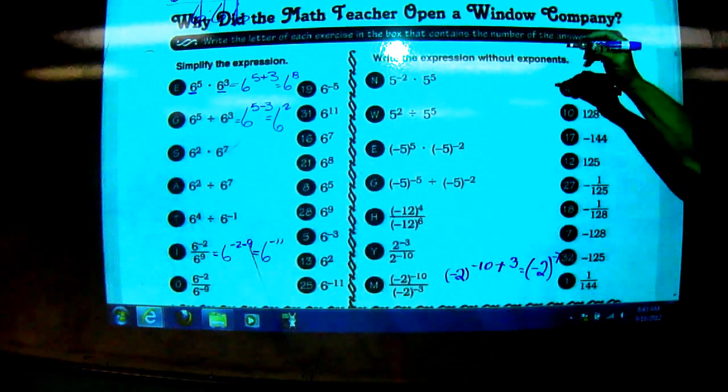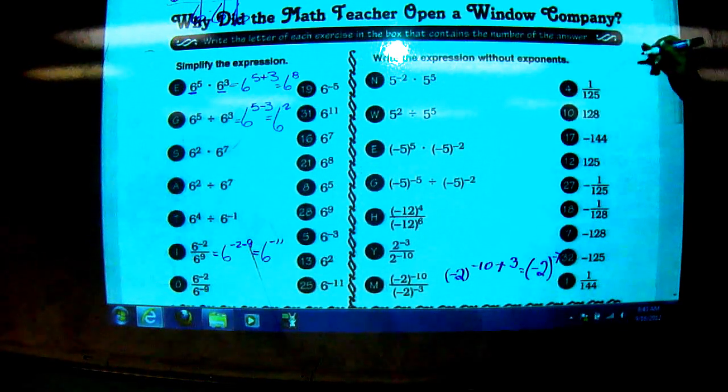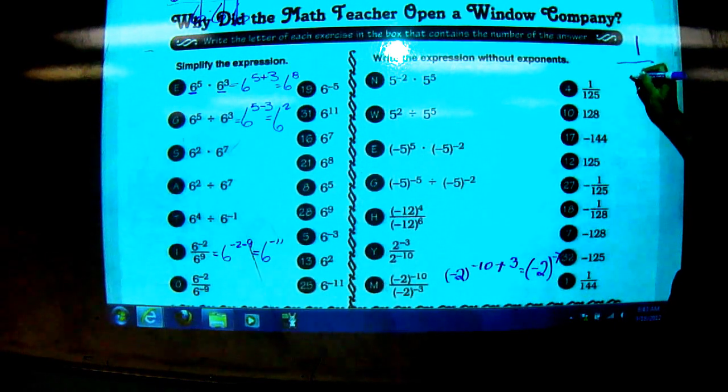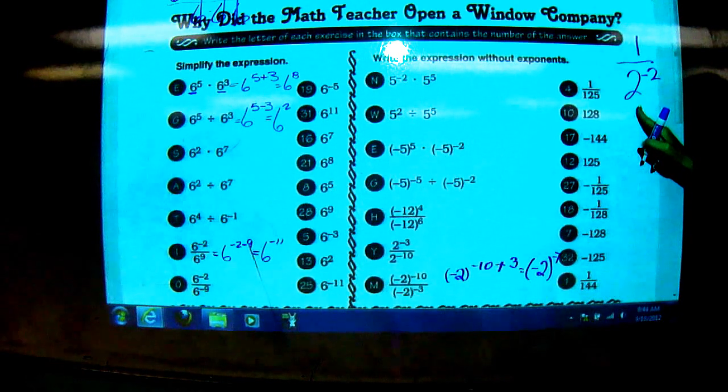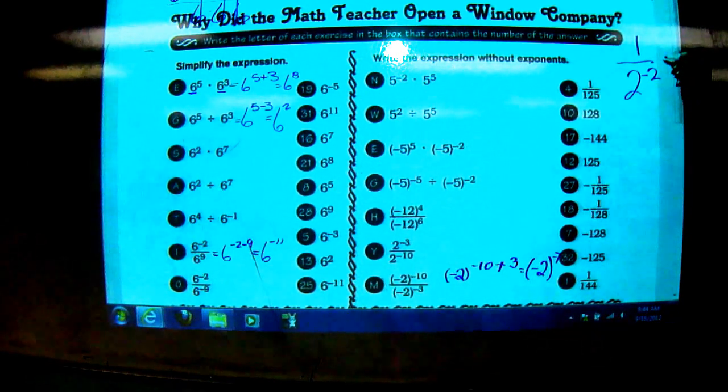So if I have a negative exponent in the denominator, so let's say I have 1 over 2 to the negative 2, where would this need to be? If it's in the denominator, it needs to be in the numerator. So it would now be, instead of there, it would be here over 1. And I'm not flipping it, I'm just putting it where it wants to be. So this would be 4.